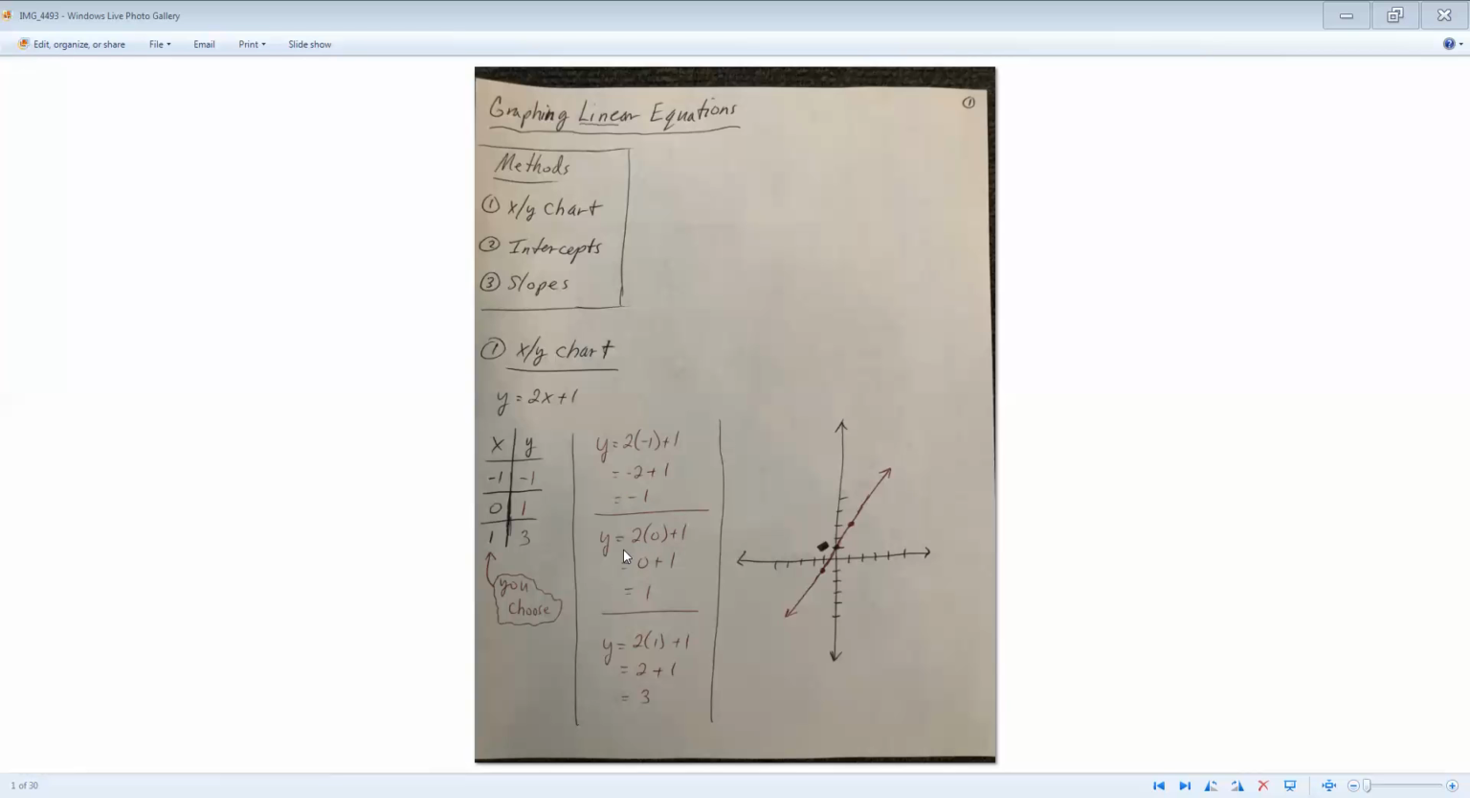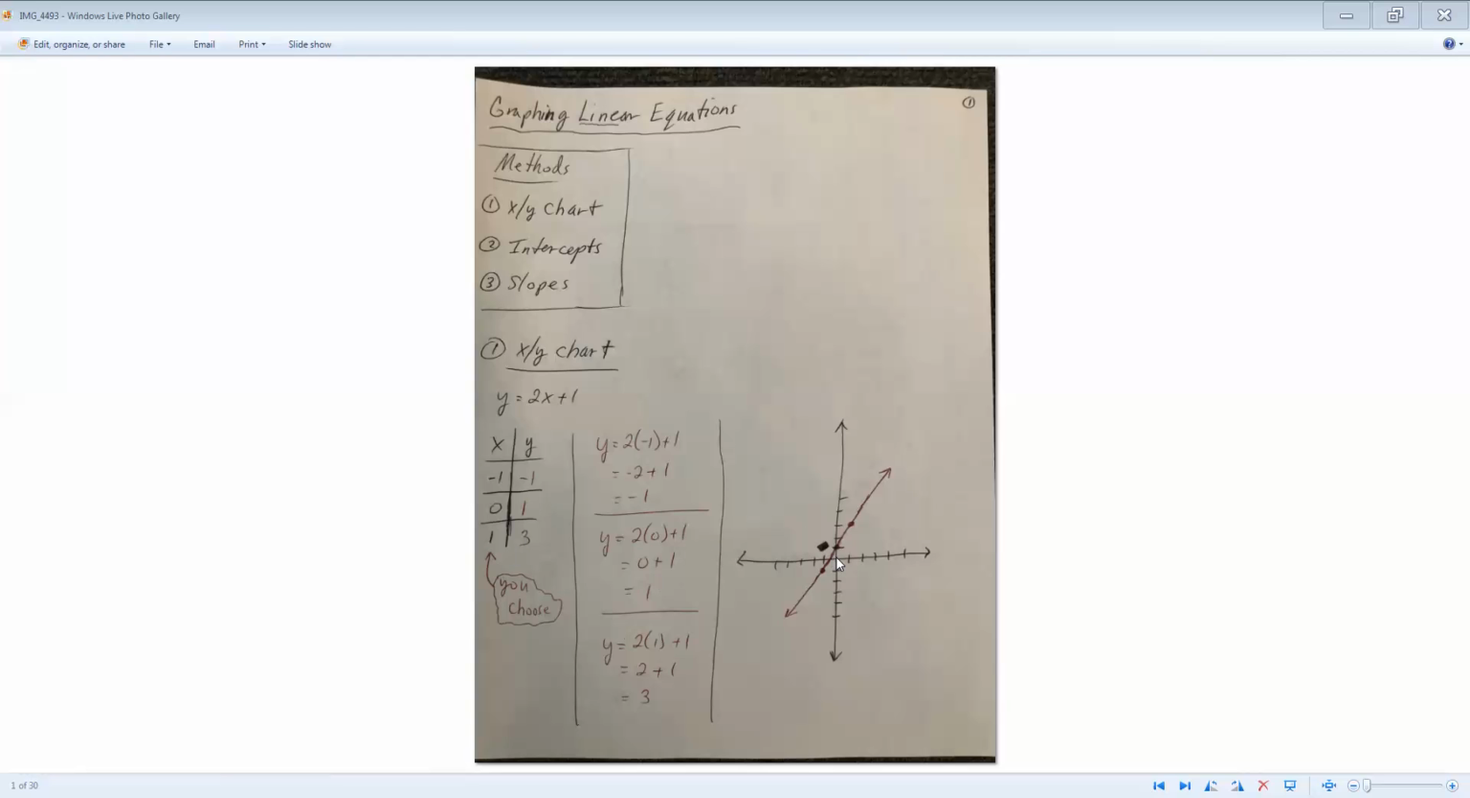Plug in 0. 2 times 0 is 0. 0 plus 1 is 1. So when x is 0, y is 1. And then plug in +1. 2 times 1 is 2. 2 plus 1 is 3. So when x is 1, y is 3. So we have 3 points: (-1, -1), (0, 1), and (1, 3).